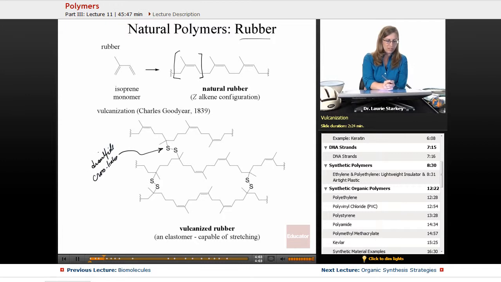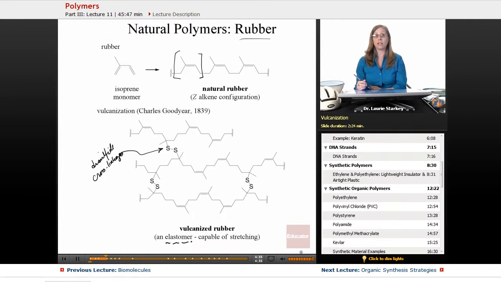We get these bridges. You can see now that some of the double bonds used to be repeating double bonds. Well, some of the double bonds have been reacted and have added the disulfide bridge. And what that does is it holds one polymer chain, holds them all together. And so now we can stretch it and it'll conform to its original shape. We describe such polymers as elastomers, ones that are capable of being stretched and will come back.